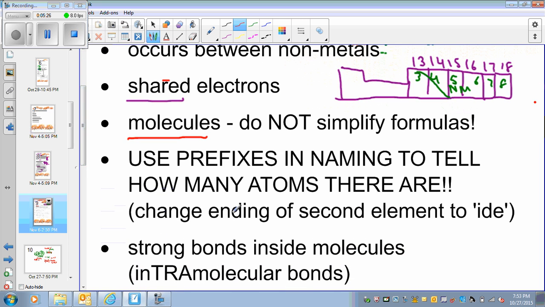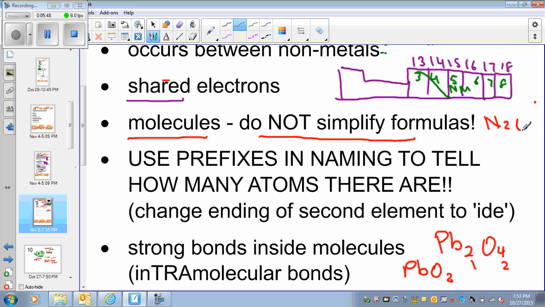In ionic compounds, I said that if we have Pb2O4, we had to simplify the ratio. So the formula was going to be PbO2. Whereas for covalent compounds, we do not simplify the formula. It will stay as is. Like if it is N2O4, I will keep it as N2O4. All right. So there is a difference between ionic bonds and covalent bonds. We simplify the ratio for ionic. We do not simplify the ratio for covalent.